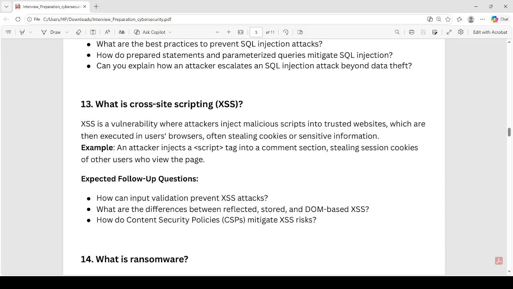Question number 13. What is cross-site scripting? Cross-site scripting is a vulnerability where an attacker injects a malicious script into a trusted website, which is then executed in the user's browser, stealing cookies or sensitive information. Example, an attacker injects a script tag into a comment section, stealing the session cookies of other users who view that page.